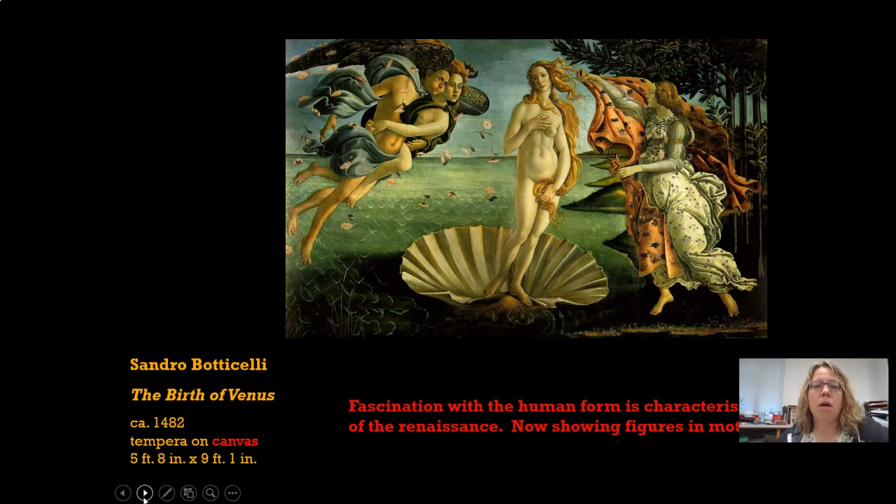This is called The Birth of Venus, and this is by Botticelli, Sandro Botticelli, who is a man. It's not Sandra, it's Sandro. Okay, it's a Spanish name. This one is a great example of the Renaissance fascination with the human form. Okay, and that they're now showing a lot of motion in their pictures. This is a very famous picture. Also notice that it is not a Christian picture because this is a Roman Venus.